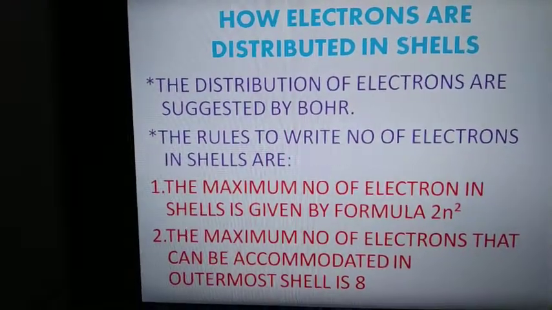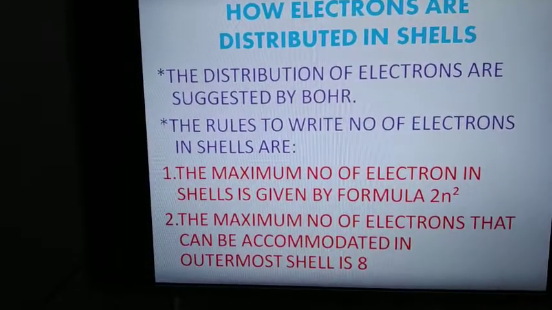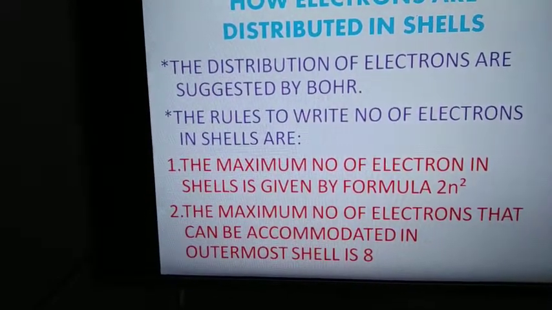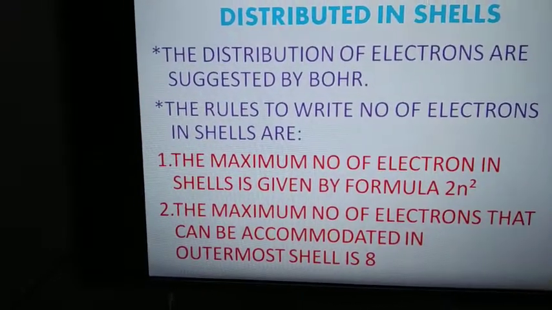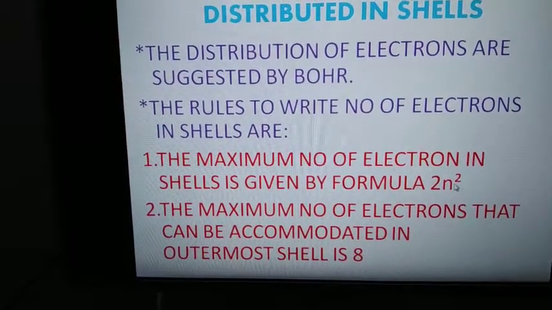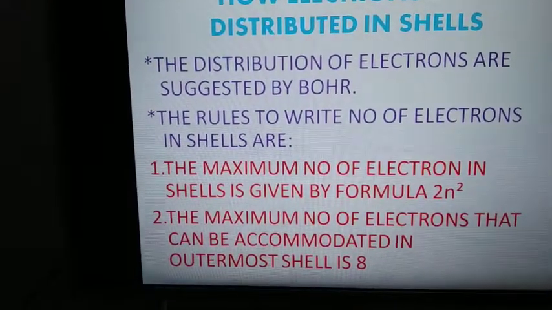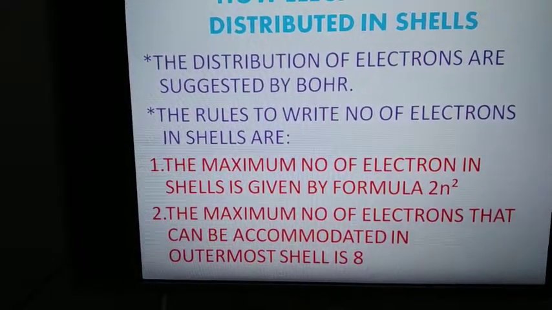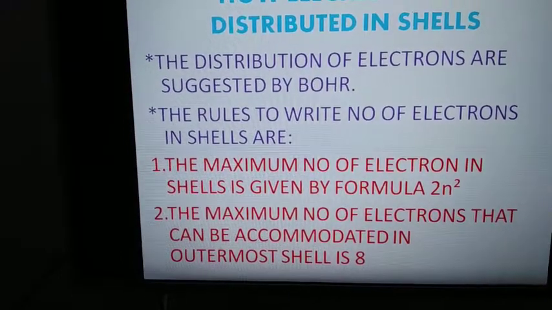Next, how electrons are distributed in the shells. The distribution in shells must have rules, because as it is, we cannot decide how electrons are distributed. So the rule to write the number of electrons in shells is: the maximum number of electrons in a shell is given by 2n square, where n represents the energy level of the shell. We saw that for K, n is equal to 1, so 2 into 1 square is 2. So the K shell can accommodate 2 electrons.